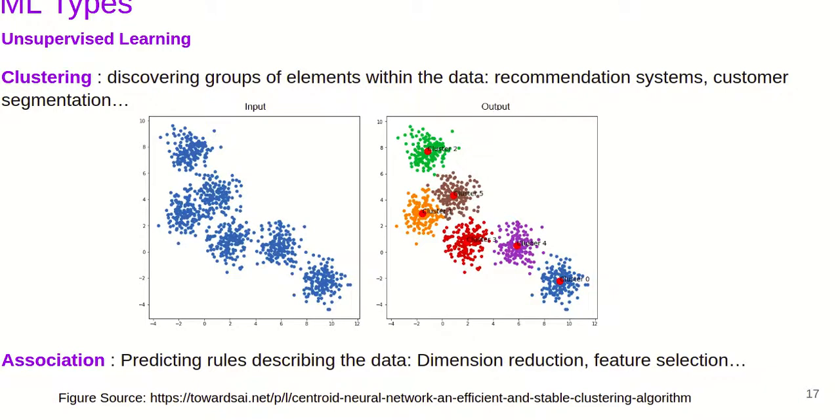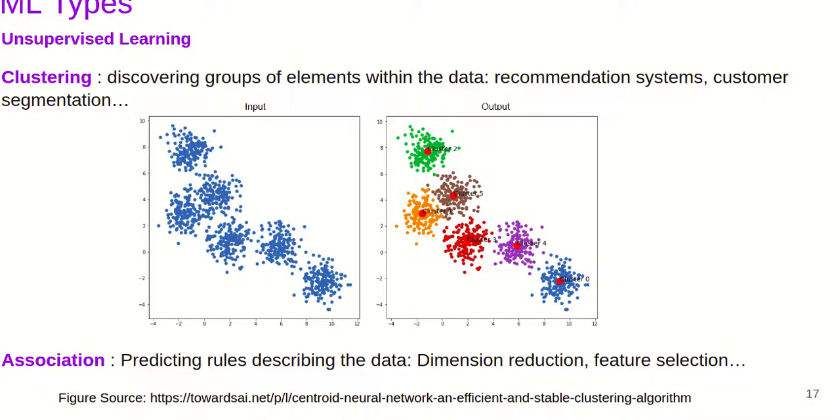So what is clustering? Clustering is trying to discover groups of elements within the data. As in the image here, you can see that the elements of the data are grouped in small groups. These small groups tend to have the same features, and they can be put together. This is used in recommendation systems and in customer segmentation, etc. We also have associations, the second task, which is basically predicting the rules that describe the data.